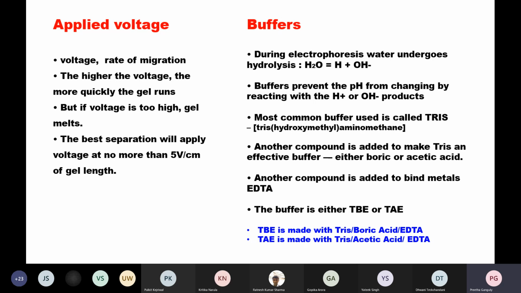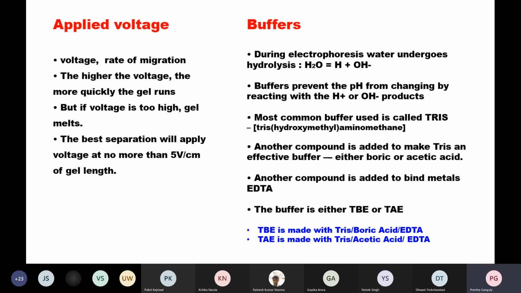So during electrophoresis, what happens is water undergoes hydrolysis and breaks down into H plus and OH minus. So buffer prevents the pH change. As a result, the structure of the DNA remains intact as they react with H and OH products. Now the most common type of buffer which we use in gel electrophoresis is Tris.